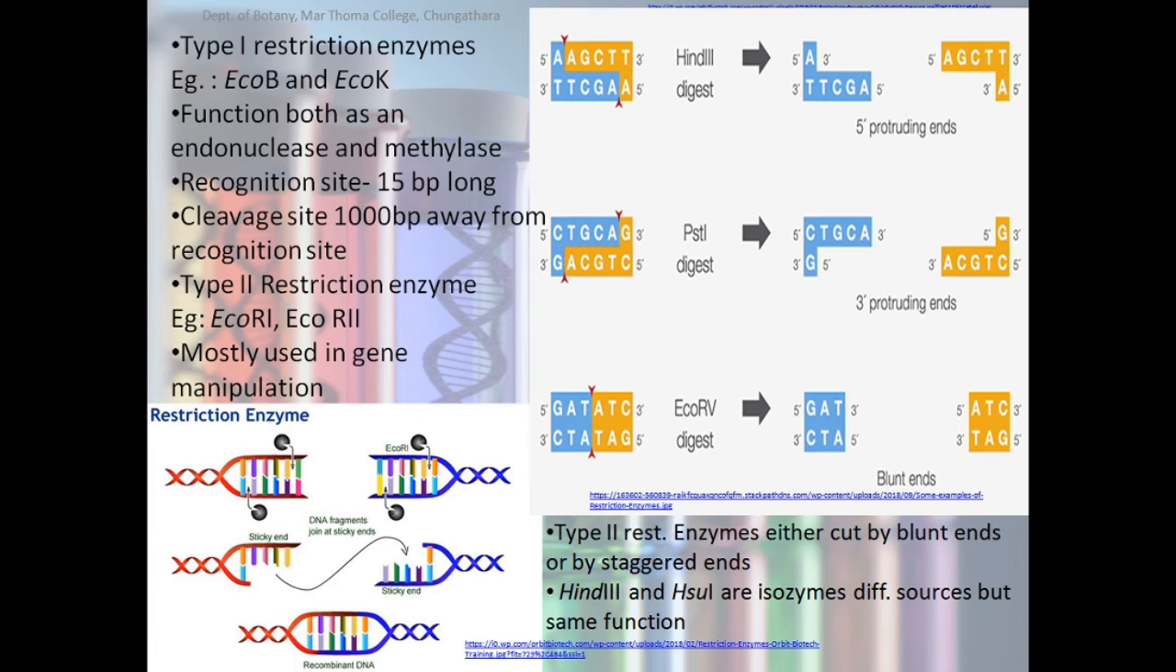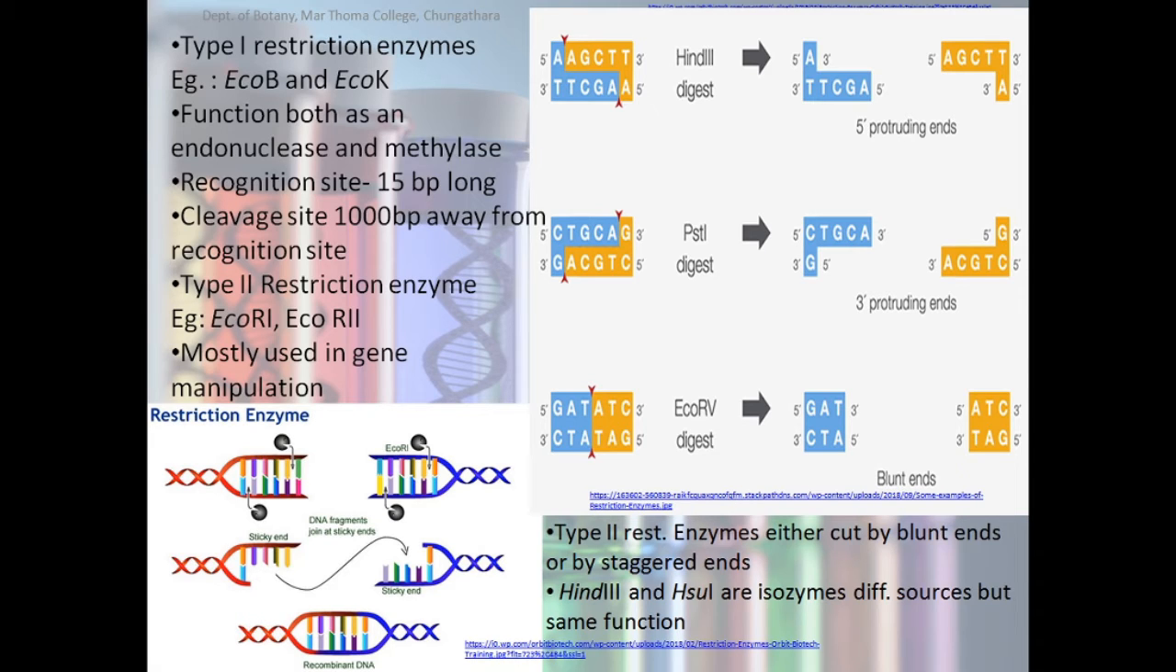This is a more or less disadvantageous enzyme in the case of genetic engineering because they identify random sequences and the cleavage is made at a site entirely different from, or far away from, the recognition site. So commonly, type 1 enzymes are not used in genetic engineering techniques.